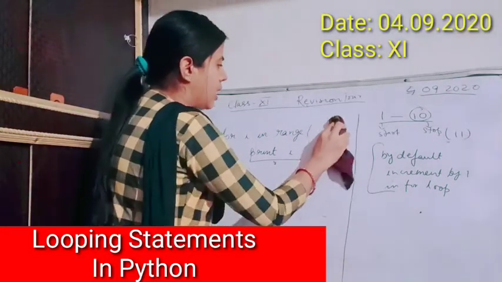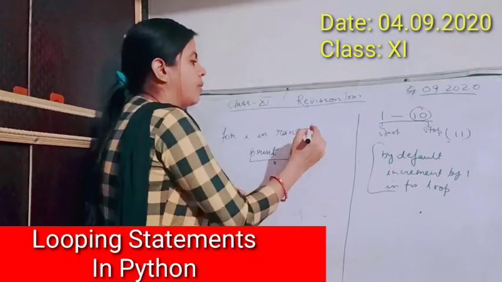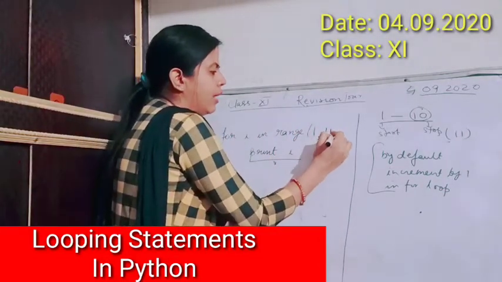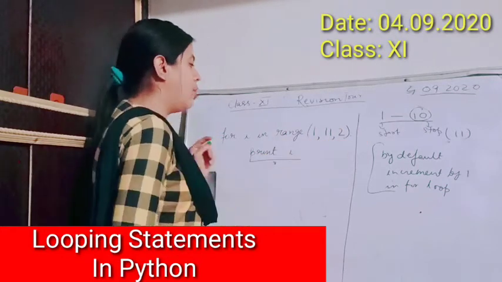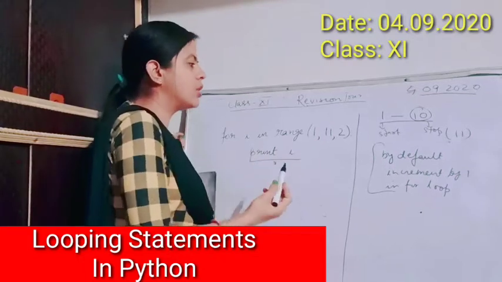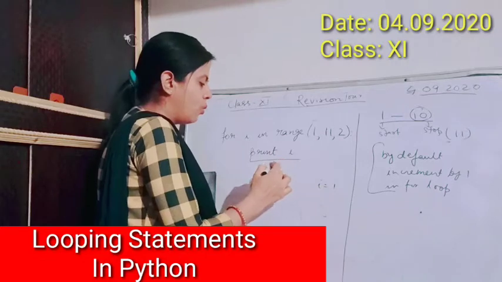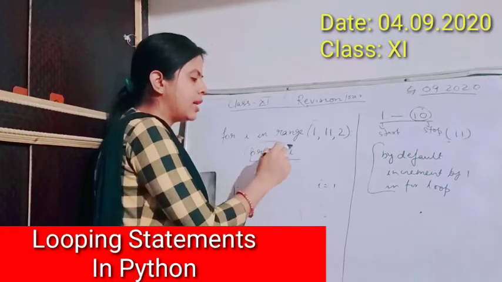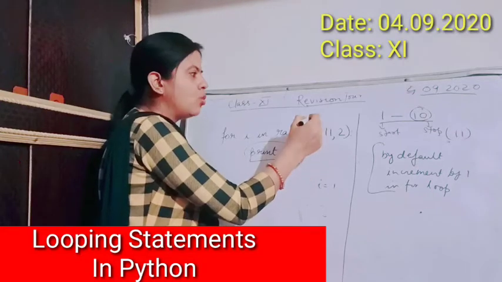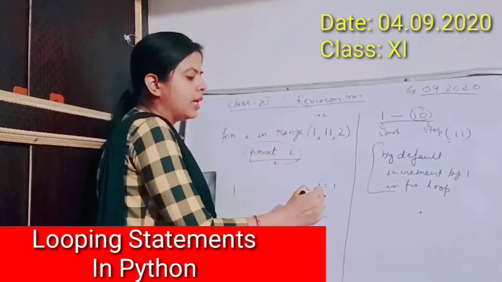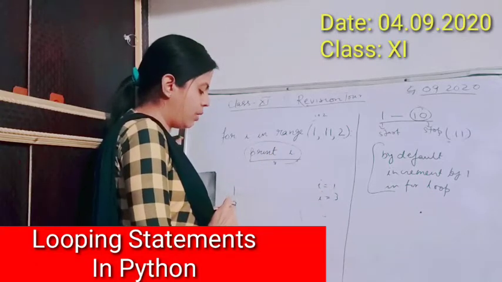You just need to make a little bit of difference here. For i in range(1, 11, 2). If I write it like this, the first time the control executes this set of statements, the value of i will be 1. So 1 will be printed with the print i statement. Again it will go to the loop, the value of i will be incremented by 2, so now the value of i is 3. With the help of the print i statement, 3 will be printed.